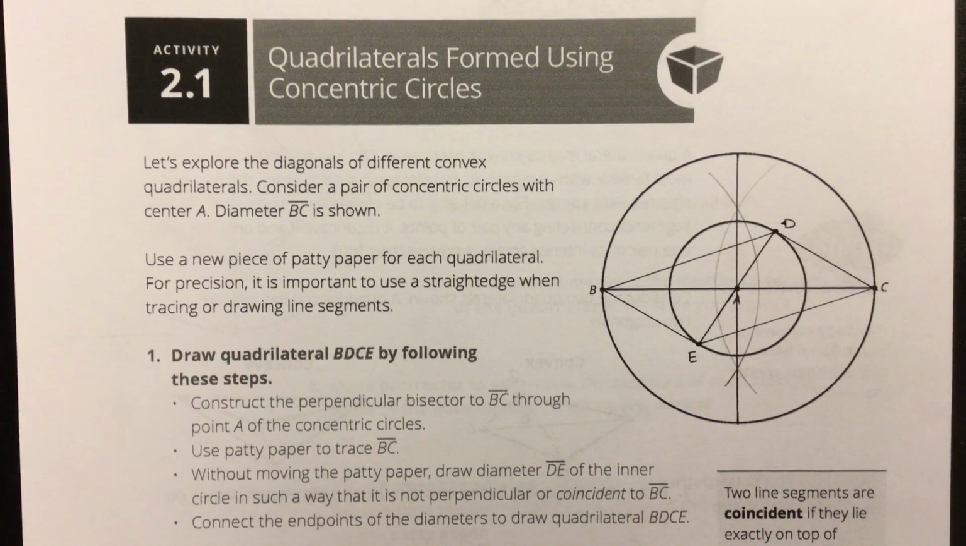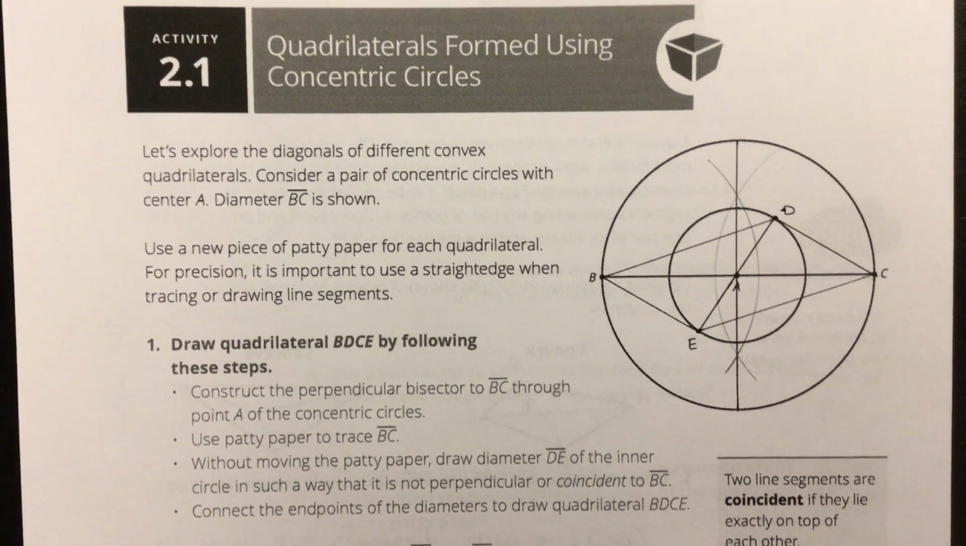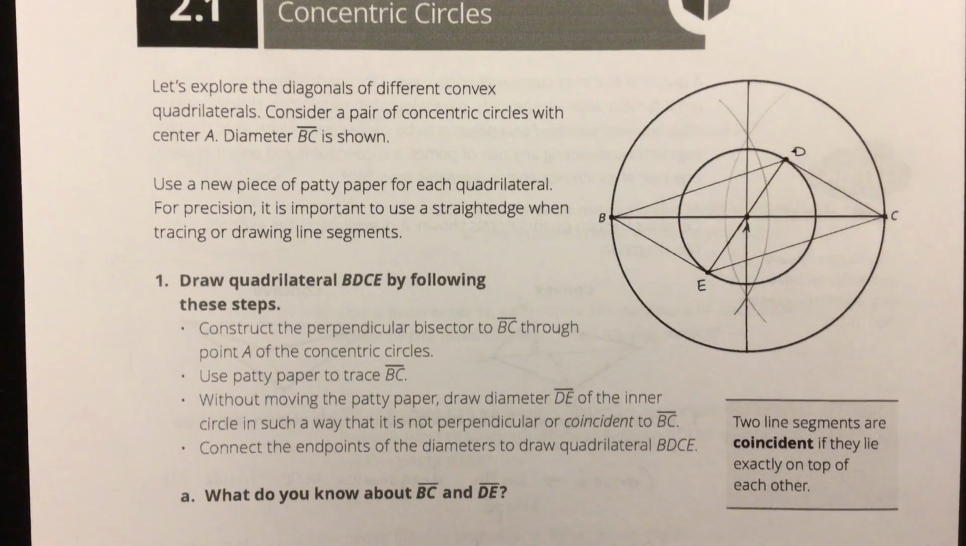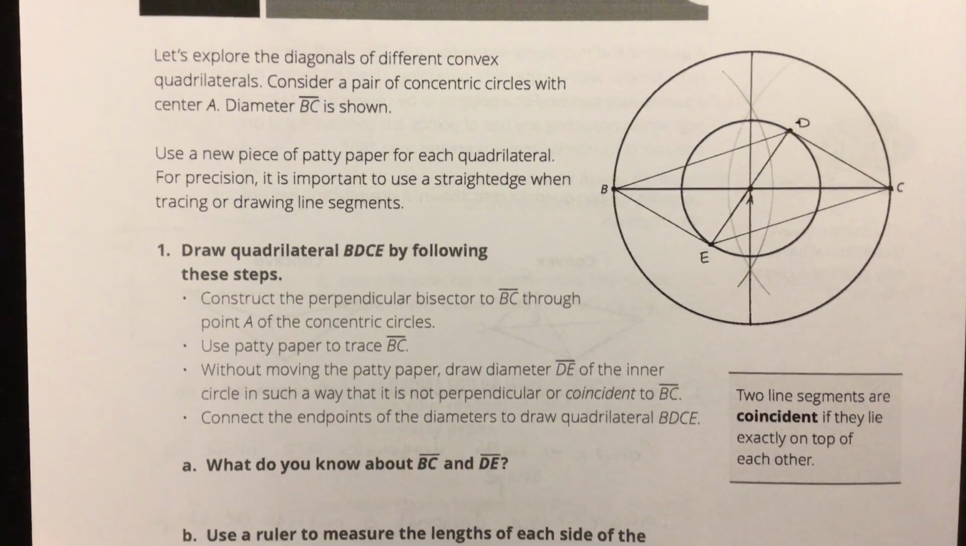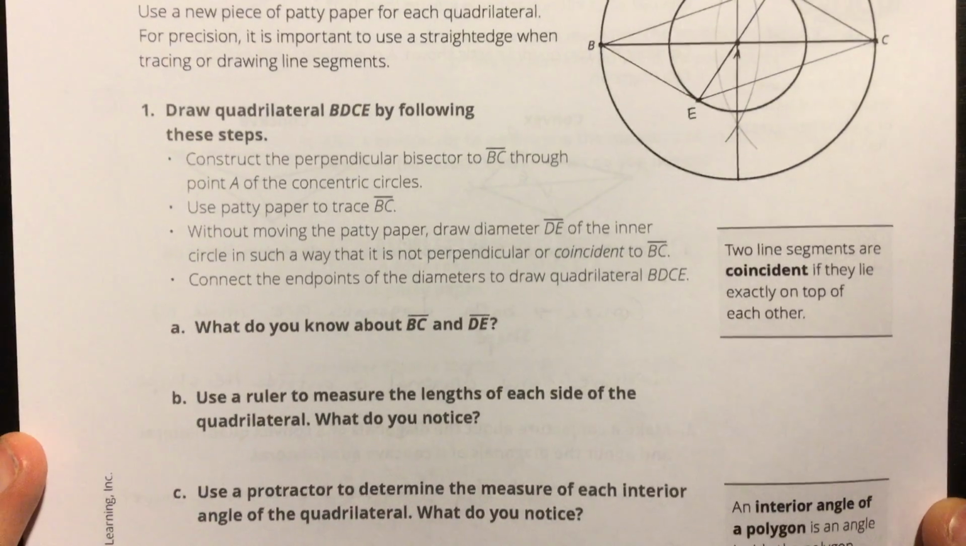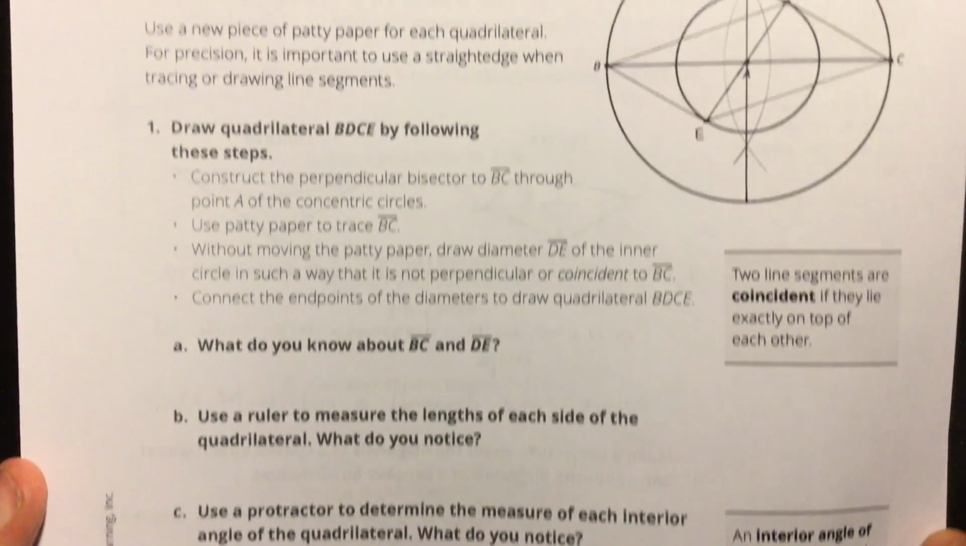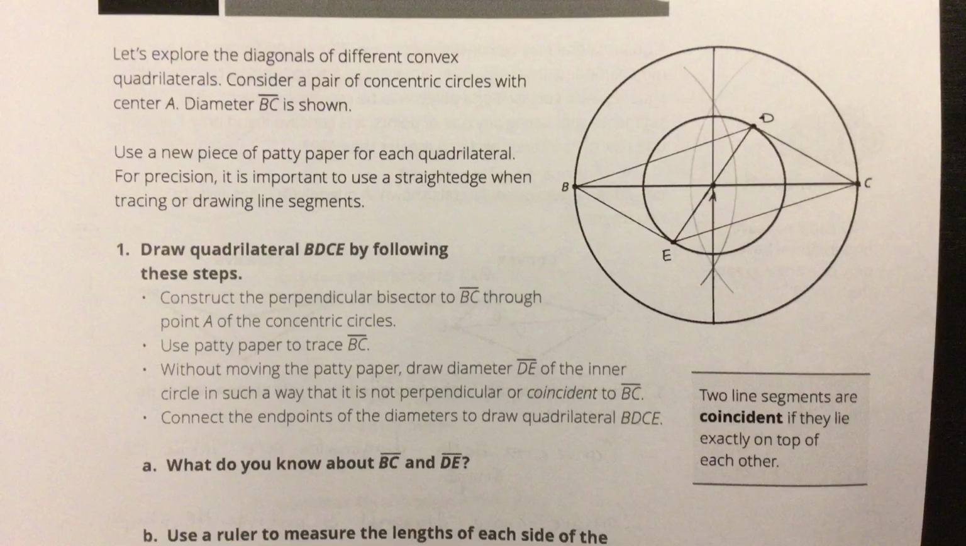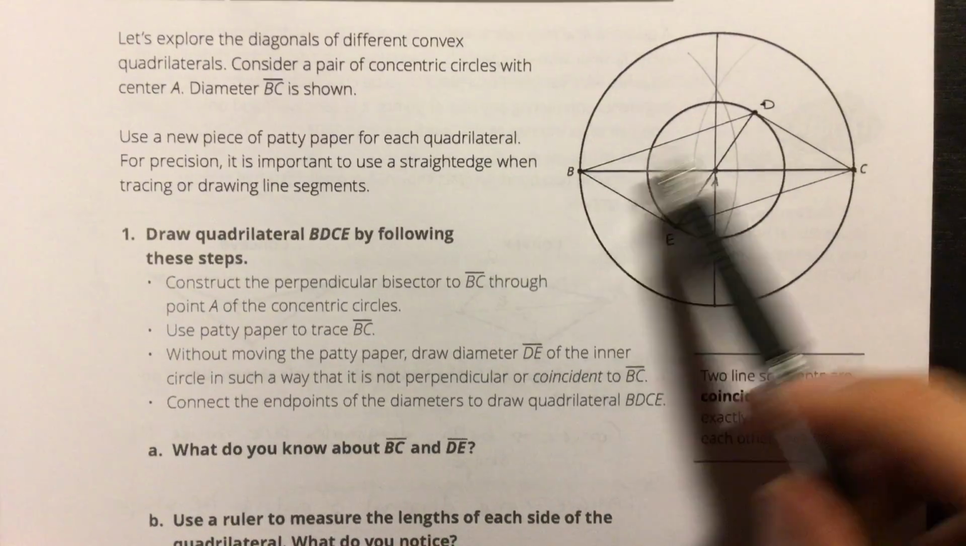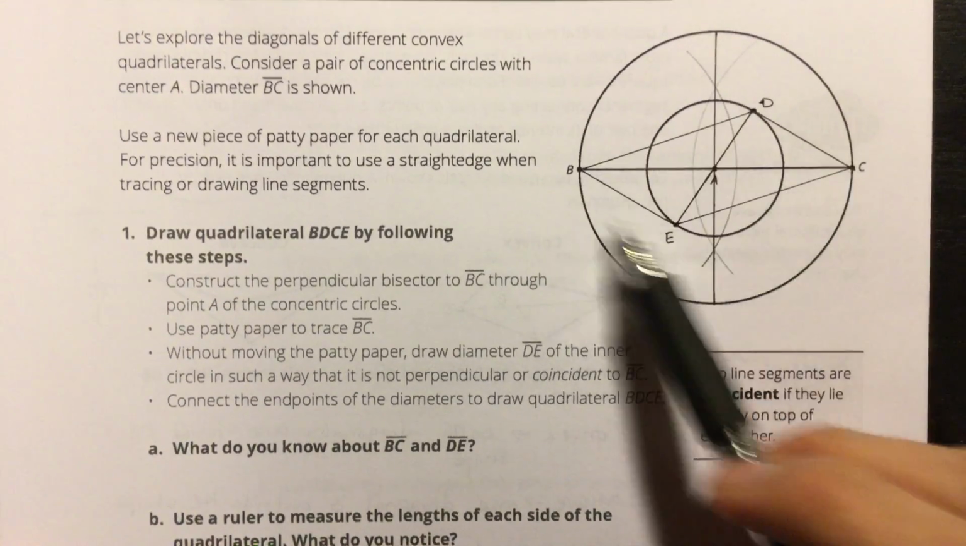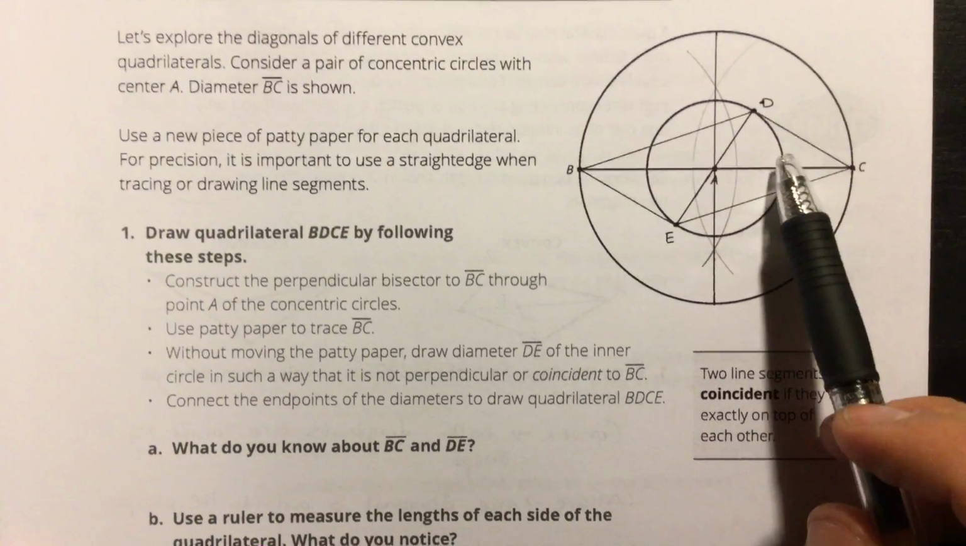Okay, so here we go. Use a new piece of patty paper for each quadrilateral. For precision, it is important to use a straight edge when tracing or drawing line segments, which of course I did. So here we go. Draw quadrilateral BDCE by following these steps. So BDCE, you can see up here in this top right, there's my quadrilateral that we're working with here. I've already constructed it.